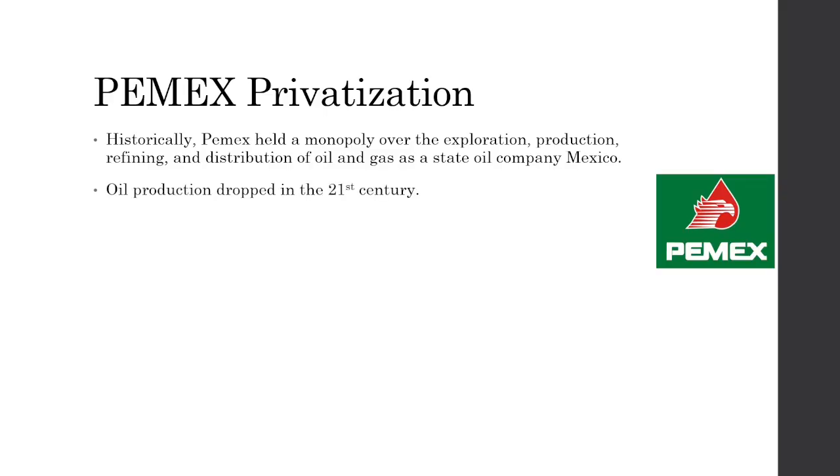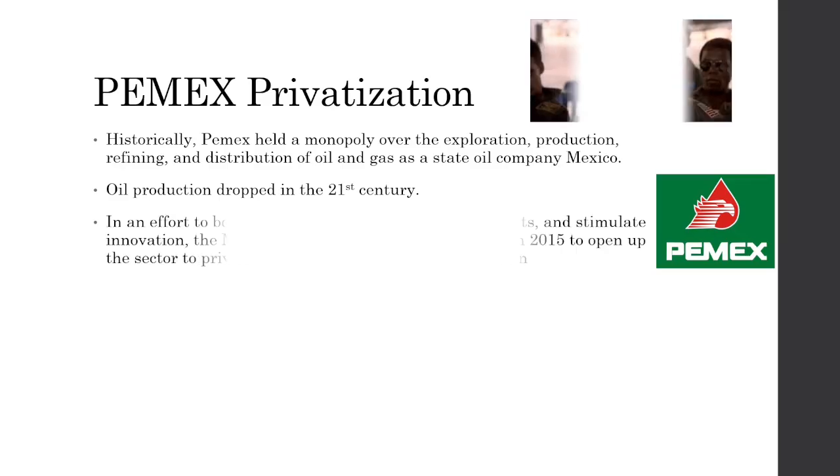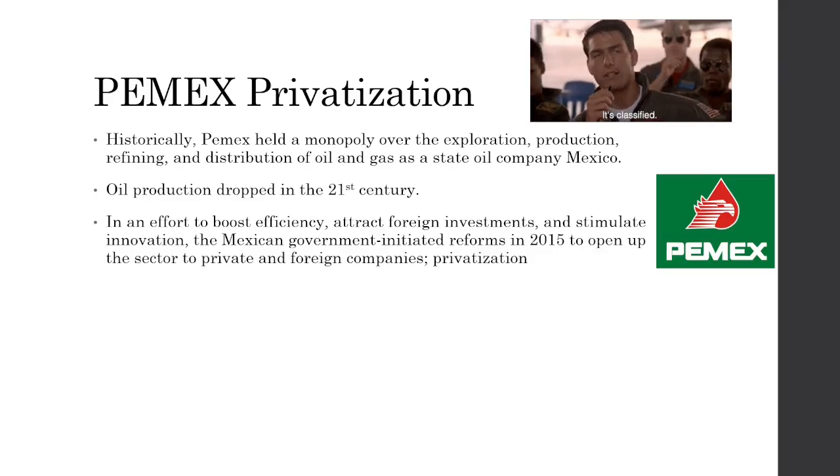Oil production, however, dropped in the 21st century. So the past 24 years, oil production has dropped. And in an effort to boost efficiency and not ruin the economy and oil production as a whole, they also wanted to attract foreign investments and stimulate more innovation. The Mexican government decided in 2015 that it was time to privatize the Pemex enterprise.